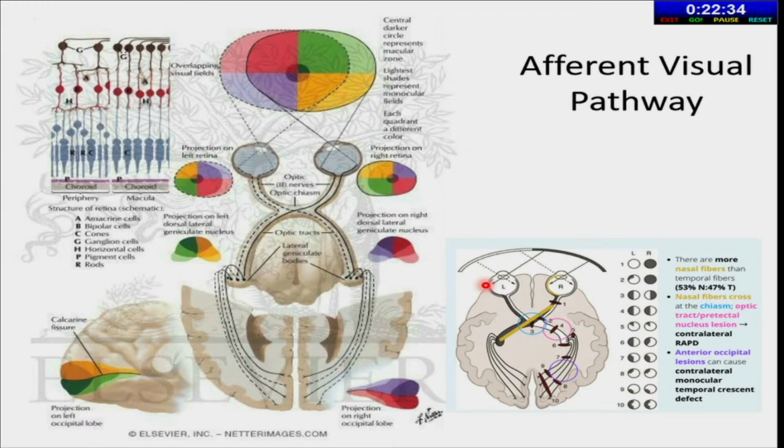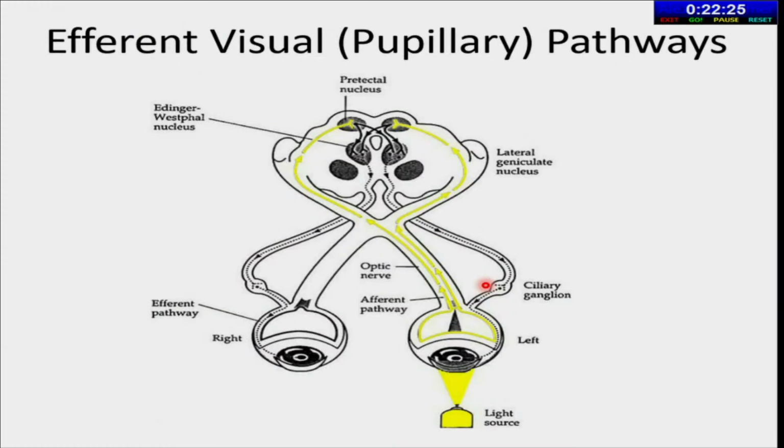But you have these wonderful diagrams that you can actually look up on the internet and in textbooks, where you can look at this, they're so color-coded, and they can actually guide you with regard to the various field defects based on where the lesion is going to lie.